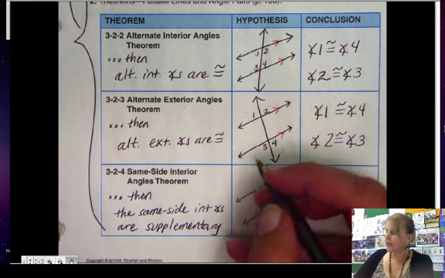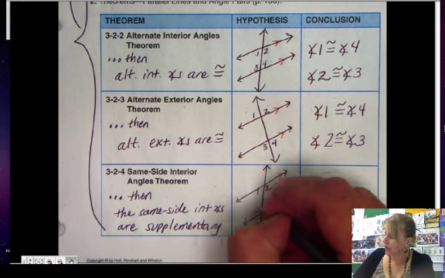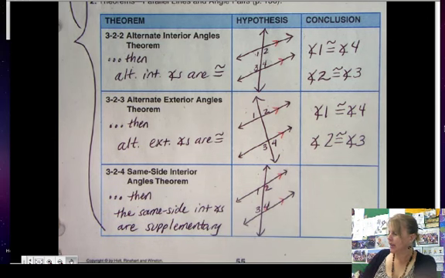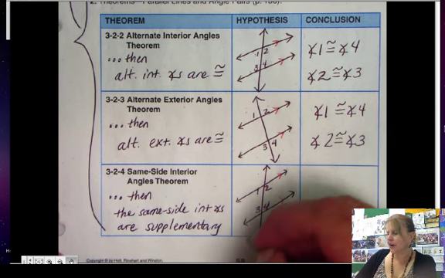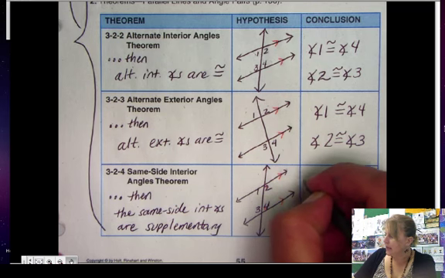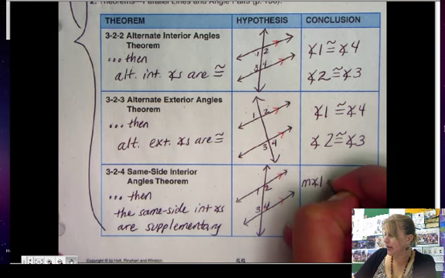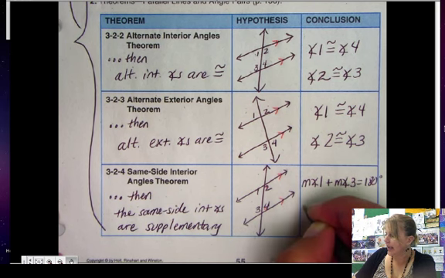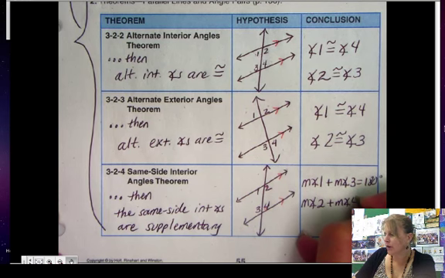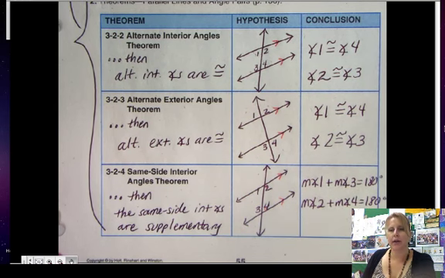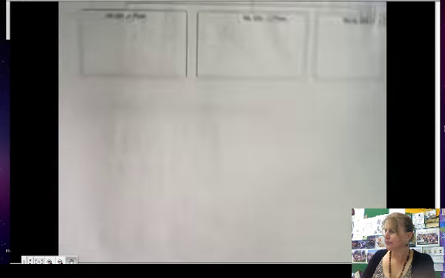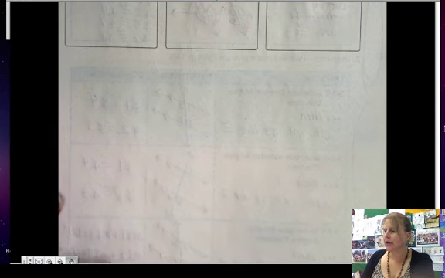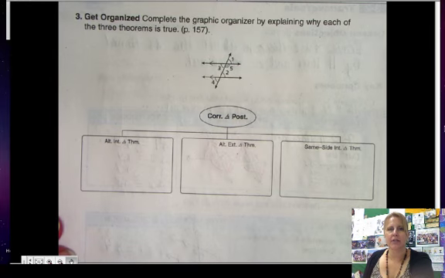And remember, that means they add to 180 degrees. So if I'm labeling these 1, 2, 3, and 4, then I could say that the same side interior angles are supplementary. So the measure of angle 1 plus the measure of angle 3 equals 180. And the measure of angle 2 plus the measure of angle 4 also equal 180 degrees. Okay, so there we have that. Now let's take a look and explain why each of these theorems are true.